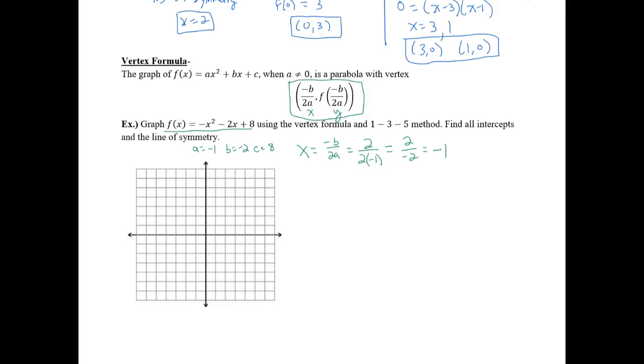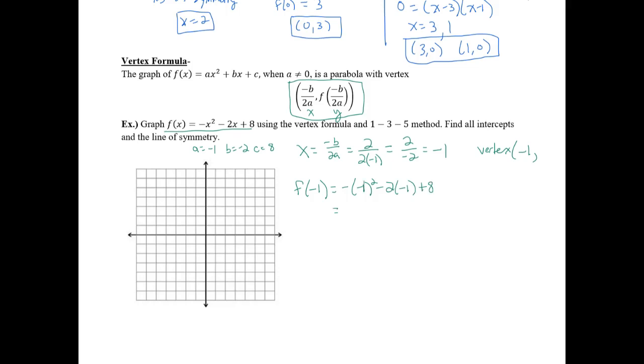So that is half of our coordinate. So our vertex will be negative 1 something. And I can find the y value by plugging x equals negative 1 into our function. So f of negative 1, plugging in negative 1 wherever we see an x, into our original function here.